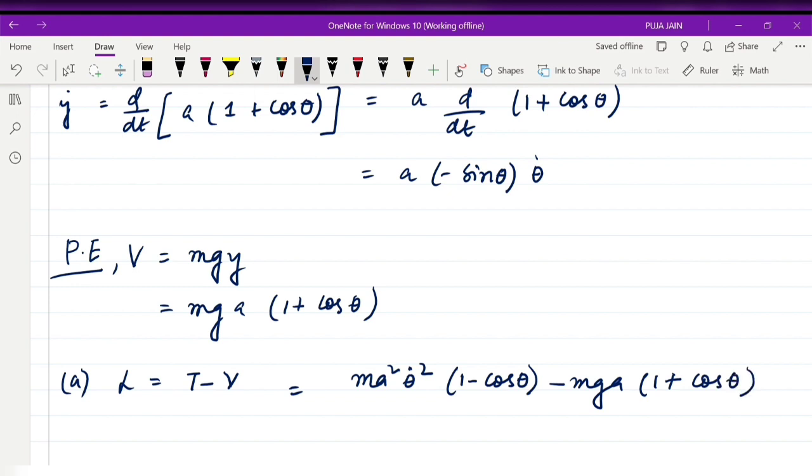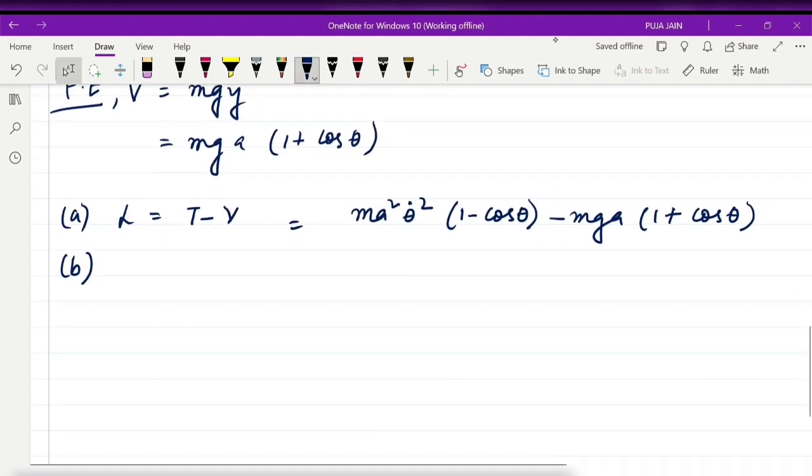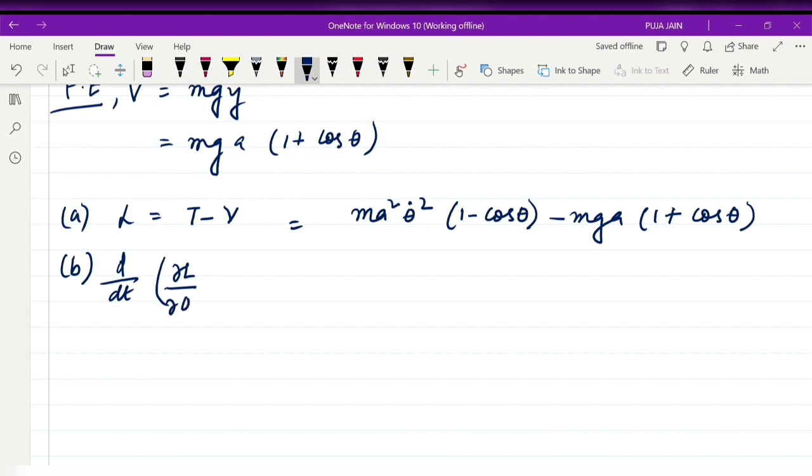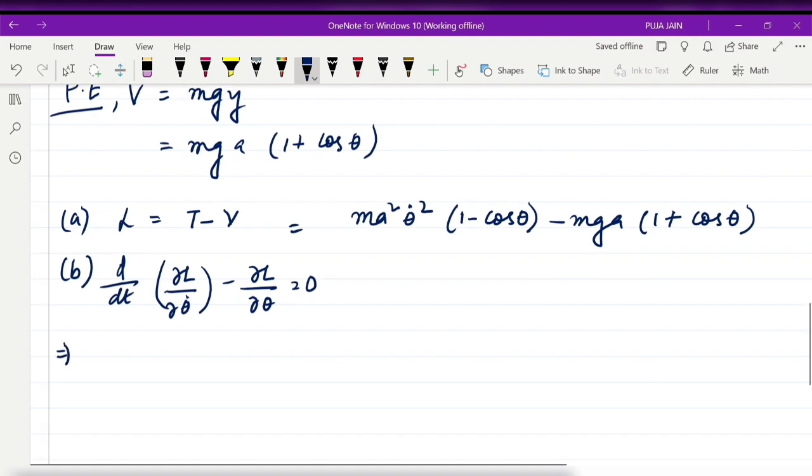Okay, now second part is we need to find the equation of motion. So the equation of motion is d dt of del L del theta dot minus del L del theta equals 0. Here theta is our generalized coordinate, because x and y are expressed in terms of theta. So theta is our generalized coordinate.